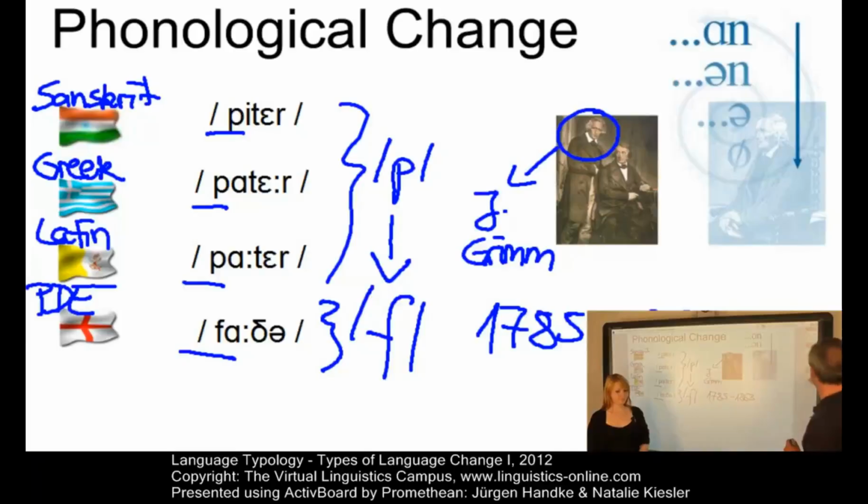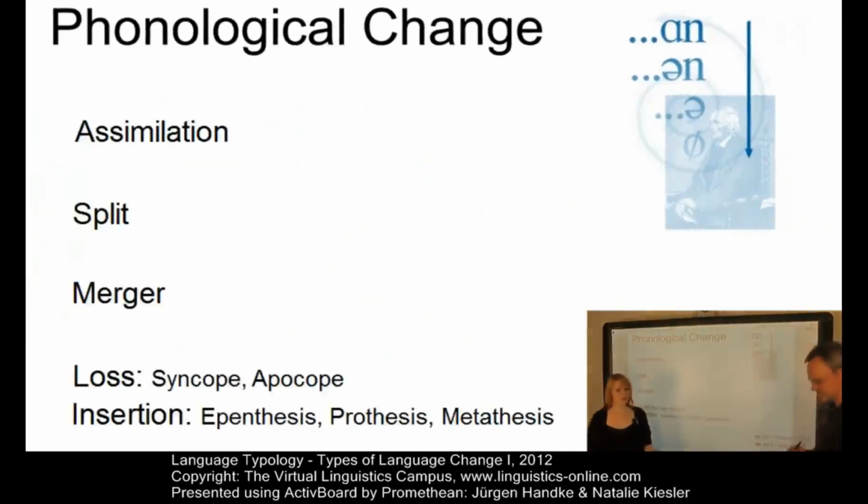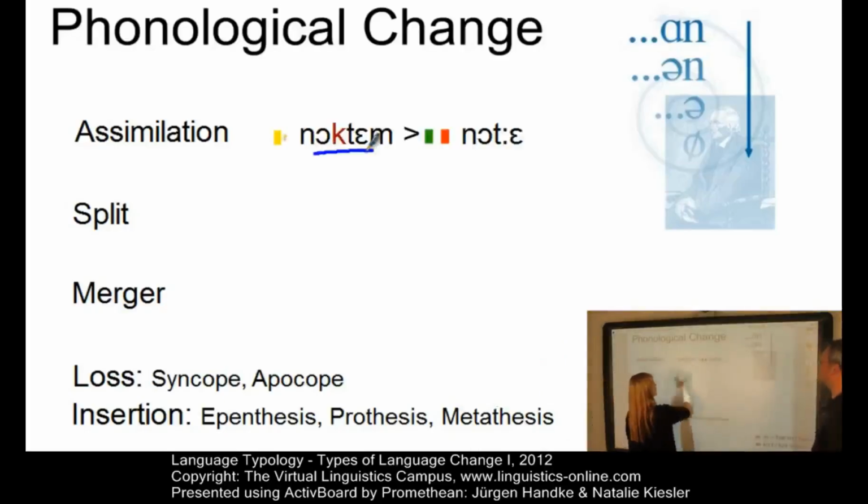Let us illustrate some of them in more detail. So shall we look at assimilation first? Yes, assimilation is defined as a sound change where one phoneme is influenced by the pronunciation of a neighboring sound. As in our example from Latin noctem, we have the k and the t, whereas in Italian notte we only have the t. So the velar plosive k changes to t in Italian, notte, under the influence of t. Hence some sort of regressive assimilation takes place.